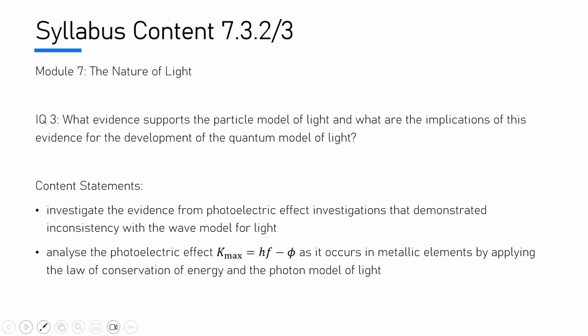So we're going to be looking at evidence from the photoelectric effect that demonstrated how light was not behaving like a wave. And we're going to be analyzing the photoelectric effect in this formula here, K max equals hf minus phi, for what we observe for metallic elements which are experiencing this photoelectric effect. Effectively, this formula allows us to maintain the law of conservation of energy for this phenomena.